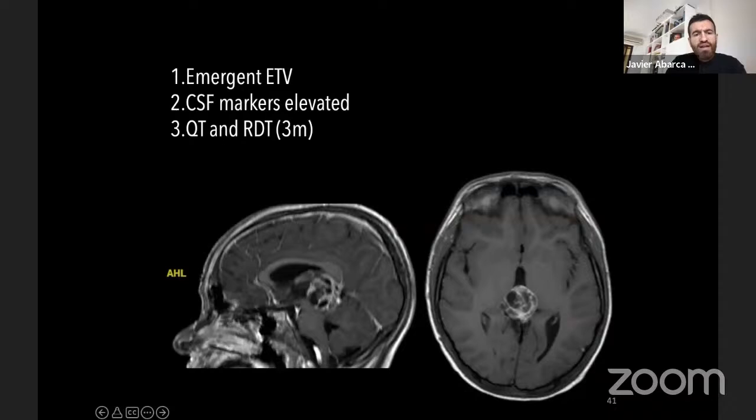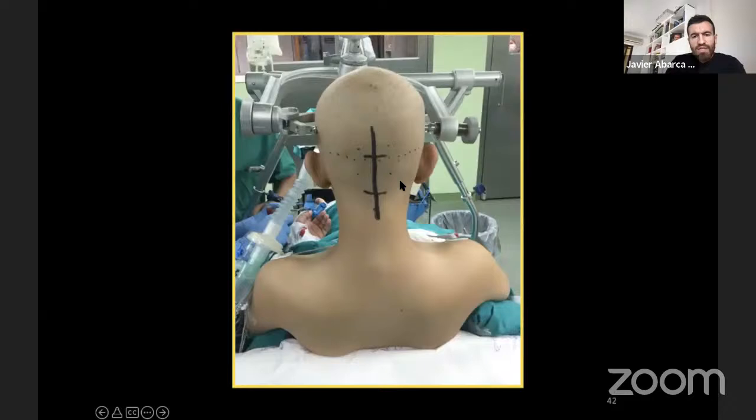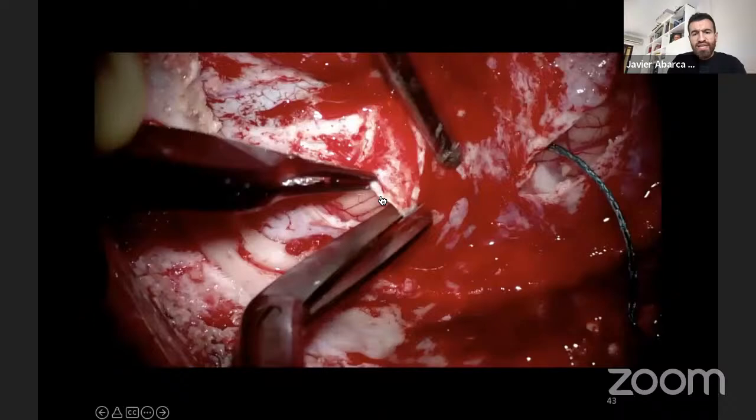But 3 months later, we performed this MRI, and the tumor was bigger. So we decided to perform a surgical approach, a midline infratentorial supracerebellar approach. Remember our position of the skin incision. We went 1/3 superior to the inion and 2/3 inferior. We used the sitting position in this case.